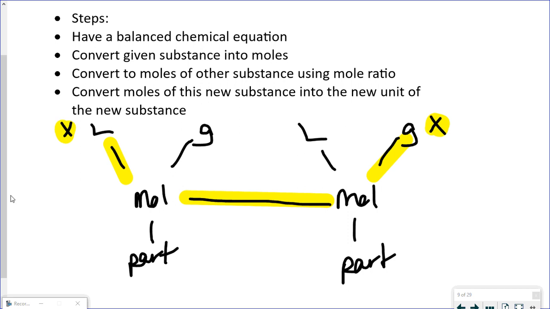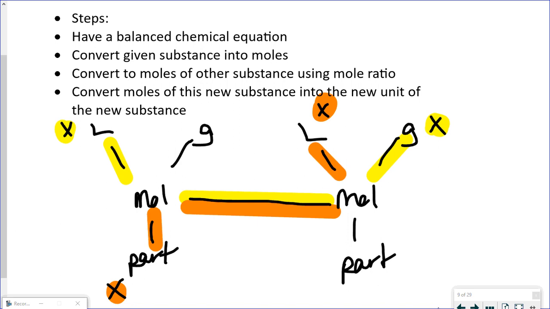If we wanted to go from particles of one substance to liters of another, I'm going to highlight this in orange. We'd say, okay, we need to go from particles to moles, moles to moles, and then moles to liters. So this may help you figure out how many steps you need to take and which steps are appropriate to take as you're going through stoichiometry problems. So feel free to sketch this out for yourself and reference it as needed.